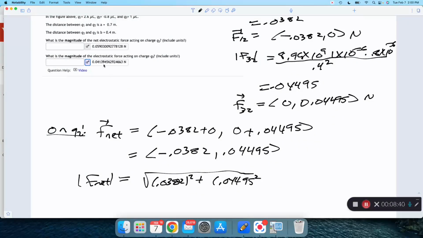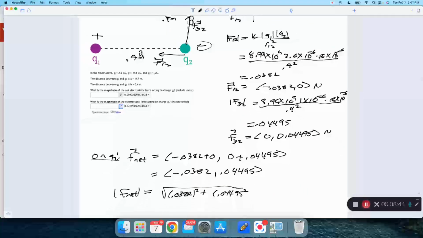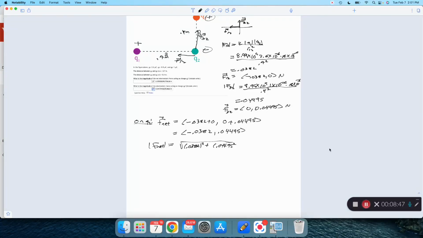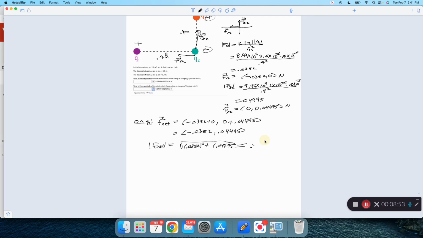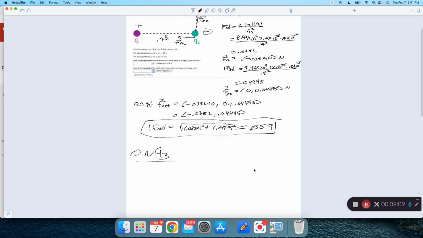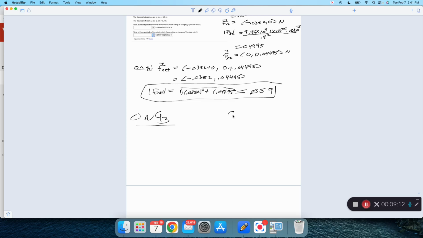Okay, now let's find the net force on Q3. Oh, so let's write down what we got there. 0.059, I'll just call it. Okay, now on Q3. All right, so I'm going to redraw the picture here.